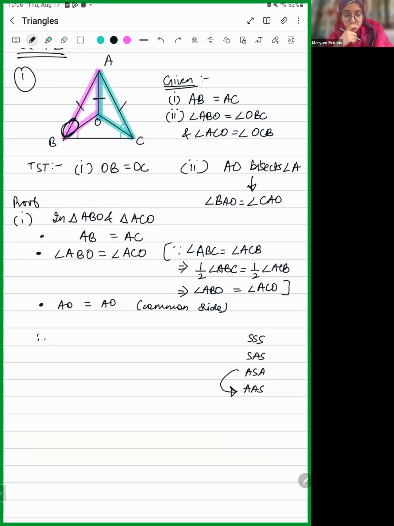Ma'am, for that we need to prove the second one. Exactly. We need to prove that AO bisects angle A. Okay, fine. Let's first prove this one. Let's imagine a scenario in which we are proving that AO bisects angle A. But how do we prove that?